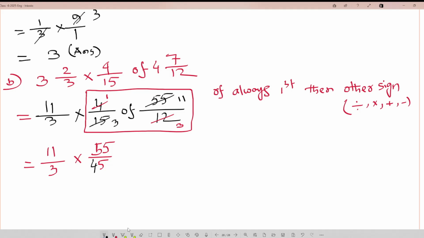So in this case, we can write 1 times 11 is 11, 3 times 3 is 9. So here 3 times 9 is 27, and 11 times 11 is 121. Now we can divide 121 by 27. So what will be the answer?